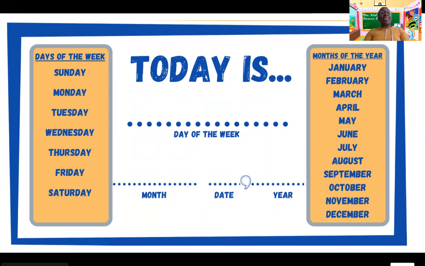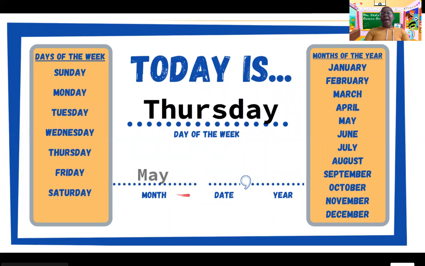Remember, we always start with the day of the week, and then we say the month, the number date, and then the year. Here we go. Today is Thursday, May 21st, 2020. Let's try it one more time. Today is Thursday, May 21st, 2020.